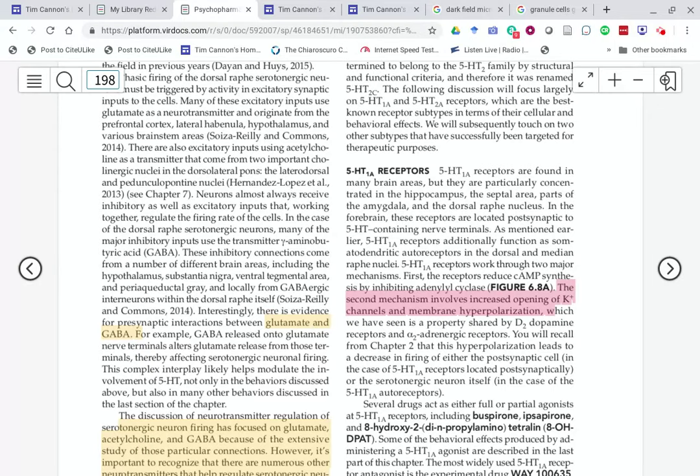5-HT1As. Now, they reduce cyclic AMP synthesis by inhibiting adenylyl cyclase. Not so amusing to me, but the second obviously is. The second mechanism involves increased opening of potassium channels and membrane hyperpolarization.